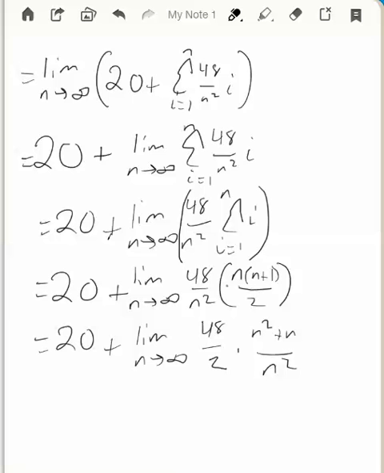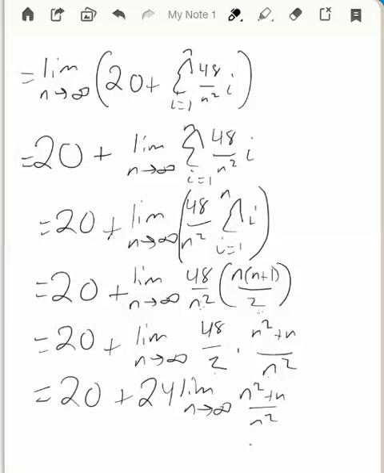Right? I did my little switcheroo. This 2 I just brought under here. Again, you can multiply it all through if you want. I'm just trying to save us some time. It's just switching the denominators here. n squared times 2 is the same as 2 times n squared. I'm just rewriting it for convenience. 48 over 2, of course, is just 24. That has nothing to do with the limit. So the limit as n goes to infinity of n squared plus n over n squared.